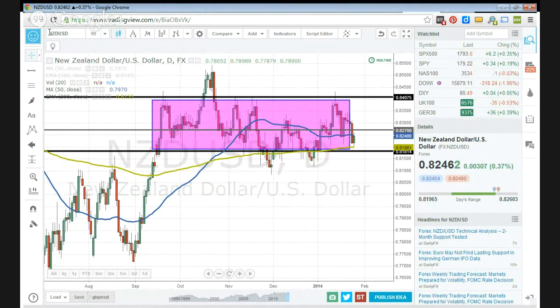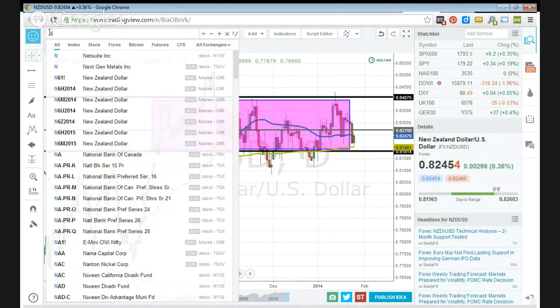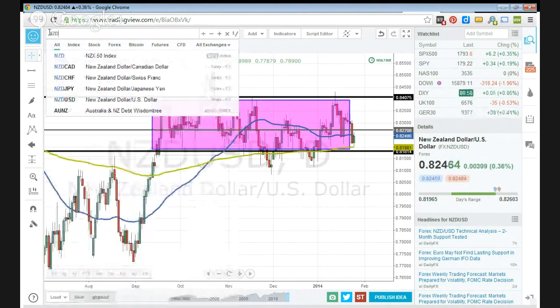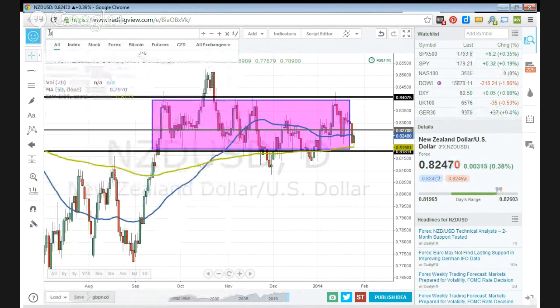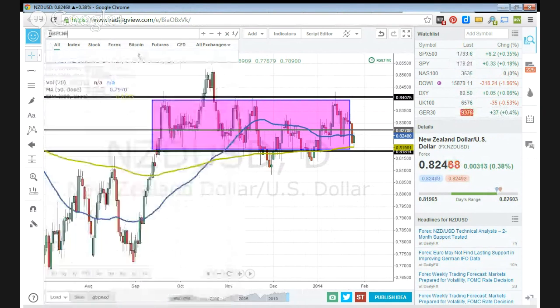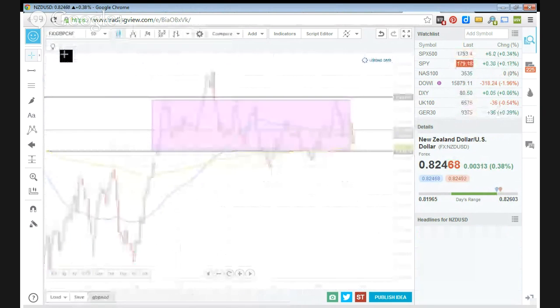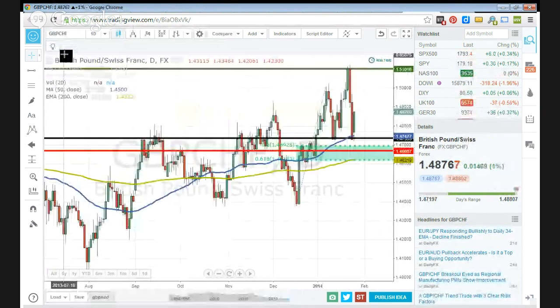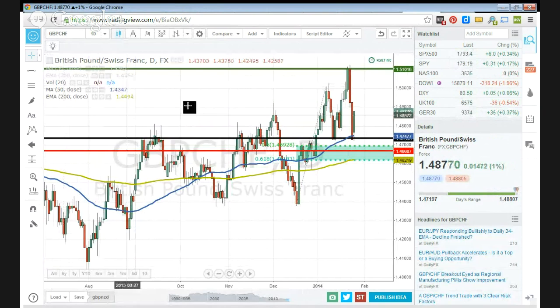Okay, so that wraps it up. We've done our chart review. We now have 3 pairs that we've identified that require further examination. Let's go to pound Swiss. Okay. This one I really like. Let's zoom out just one click here.